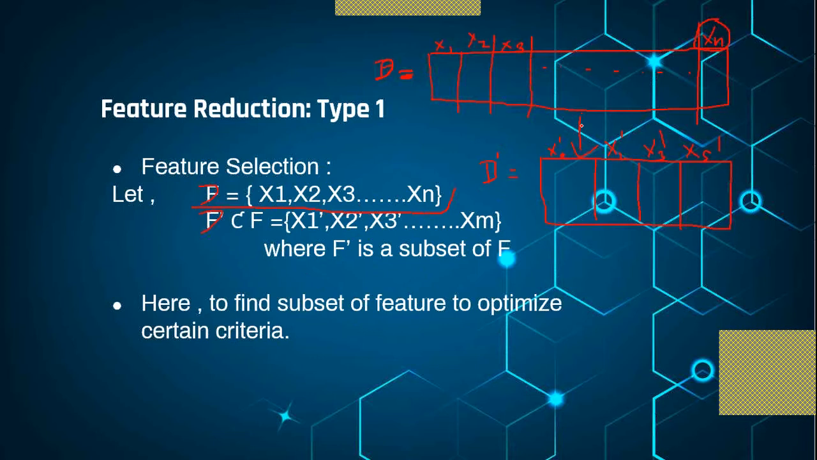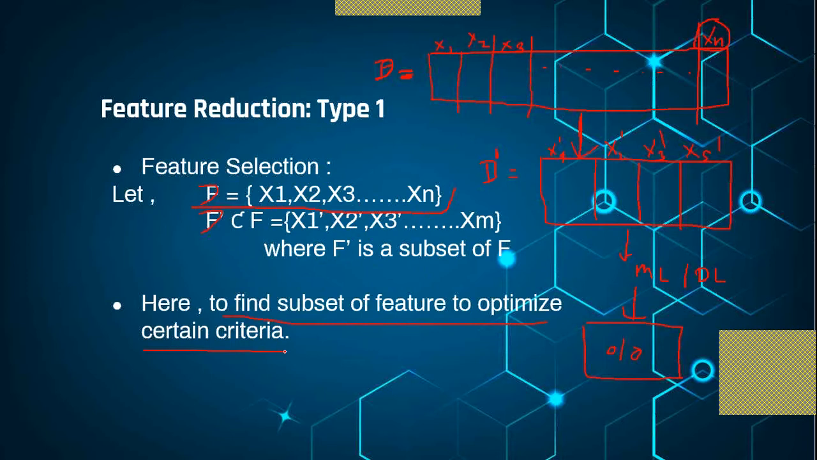But I reduce my data set and call it D dash, and now I select only the important features that are useful for my machine learning or deep learning algorithm. Using these selected features, the algorithm gives the maximum accuracy. So here I have to find the subset of features to optimize a certain criterion.